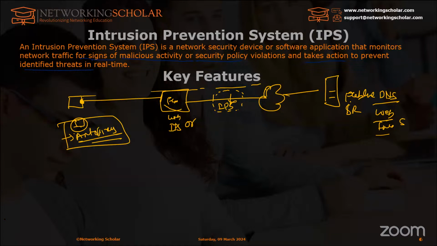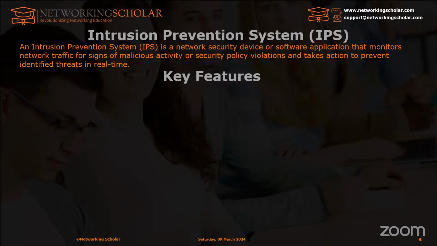Then there are some key features of IPS. First, signature based detection. So what is signature based detection? IPS signature based detection is when something is known and something is unknown, so it segregates them. Something known will definitely have a signature, and if it is unknown, it will hold the traffic and create a signature for that. Either it is good or bad, we already discussed.